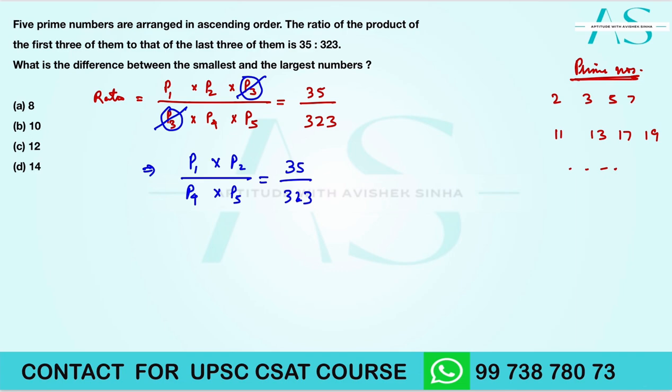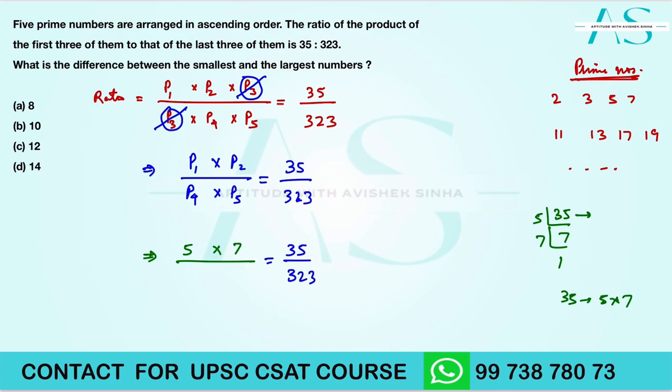Now can I smartly look at it and say, if 35 is the product of two numbers and both of them are prime, can I say 35 is basically 5 into 7? Bingo. Now we exactly know that our P1 is actually 5, P2 is actually 7, and then we have P4 and P5. This needs to be 323.